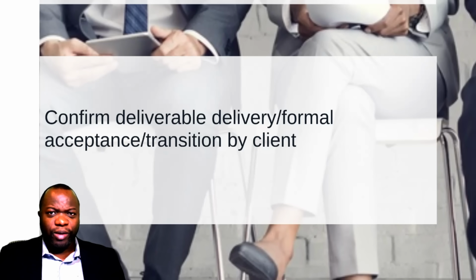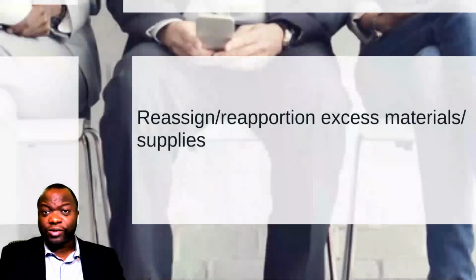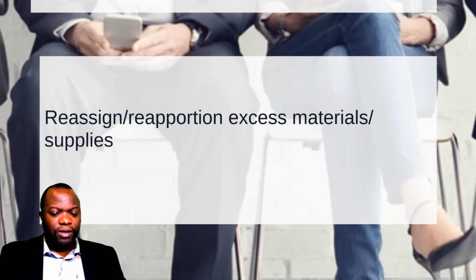And then there's a lot of paperwork, training documentation, making sure that people taking over the system or the product have been trained. Those are things you want to do in this process. Next one is you want to reassign and reapportion excess materials and supplies. So we've got the control resources process that makes sure that resources are being spent the right way. But here, if you've got any excess at the end of the project, you want to make sure that it's transitioned back into the company or to a different project or program, whatever the procedure is.